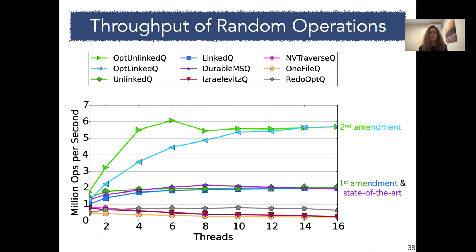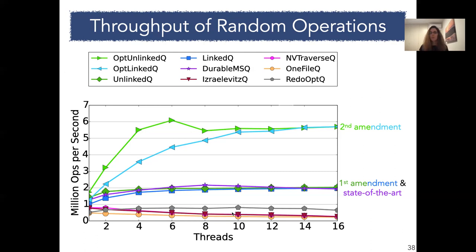Higher is better. So these two lines, they measure our two second amendment algorithms. These blue and green lines measure our first amendment algorithms. The purple line measures a queue variant based on the state-of-the-art durable queue of Friedman et al., which is the most efficient existing durable queue. We implemented the faster variant of Friedman's queue without detectability to compare it fairly to our queues. And in the end, these lines, they measure transactional memory queues and universal constructions, which performed worse.